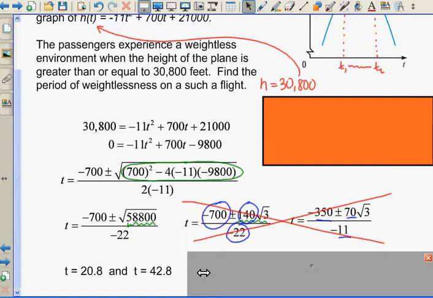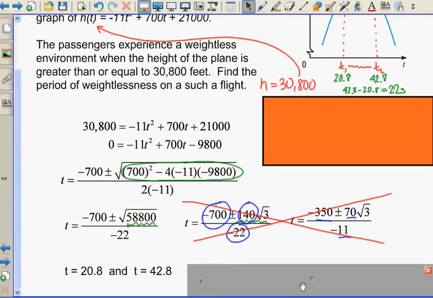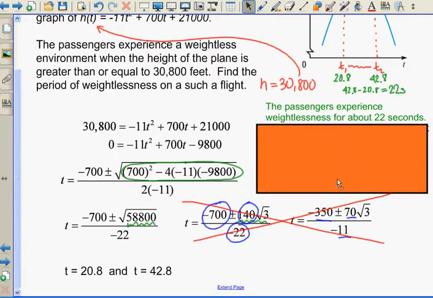So basically we're getting that our two times that we're at 30,800 feet are 20.8. So that's up here, 20.8, we're at 30,800 feet. And again, later on at 42.8, we've crossed that height barrier again. So the time in between those, 42.8 minus 20.8, so about 22 seconds is how long we're being weightless, right? So passengers experience weightlessness for about 22 seconds.